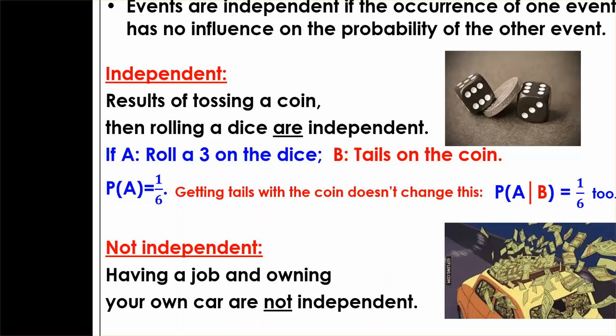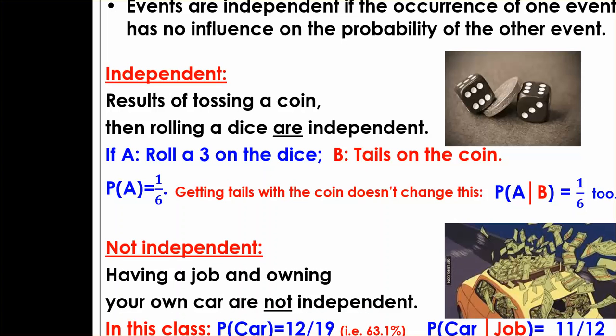Having a job and owning your own car, well, when we did the survey with our class, the probability in the class of owning a car was 12 out of 19, so about 63%. And of those that had jobs, so given you had a job, the probability of owning a car was much higher at 11 out of 12, which was 91.6%.